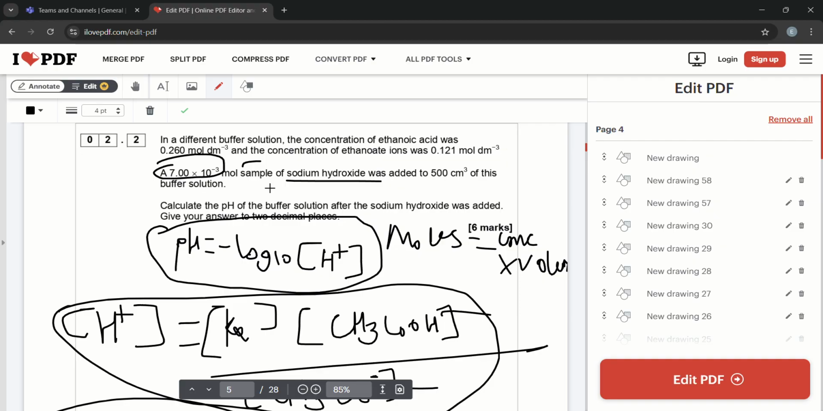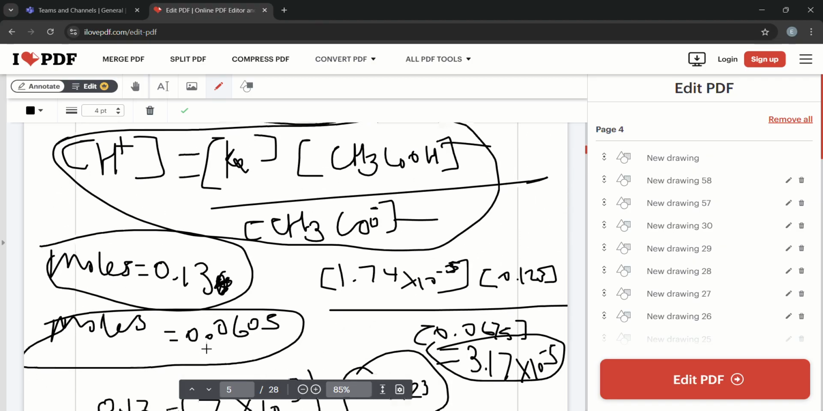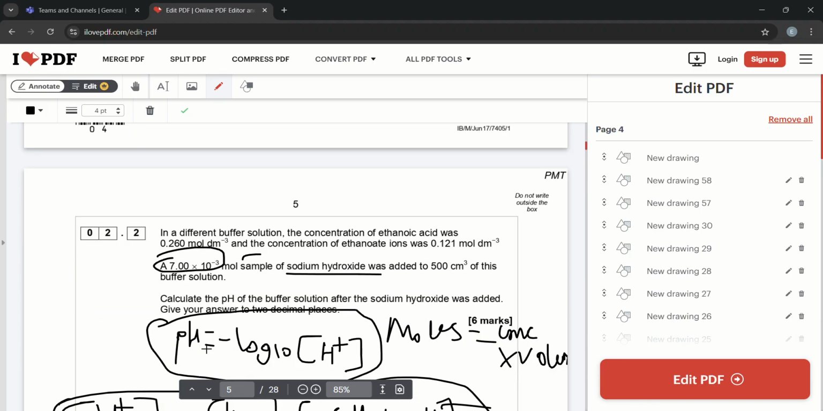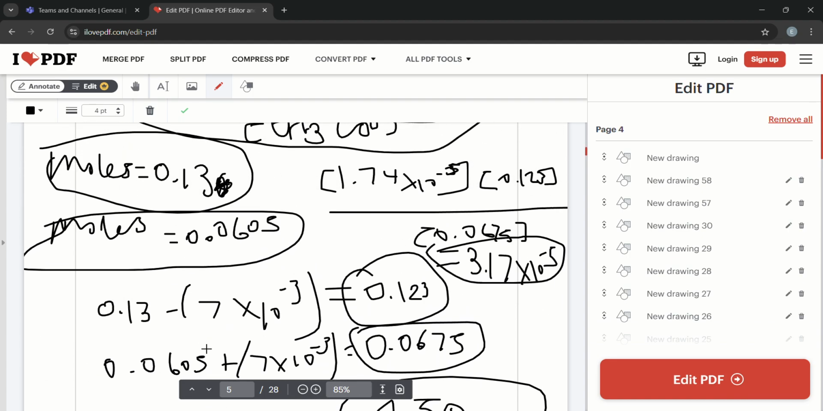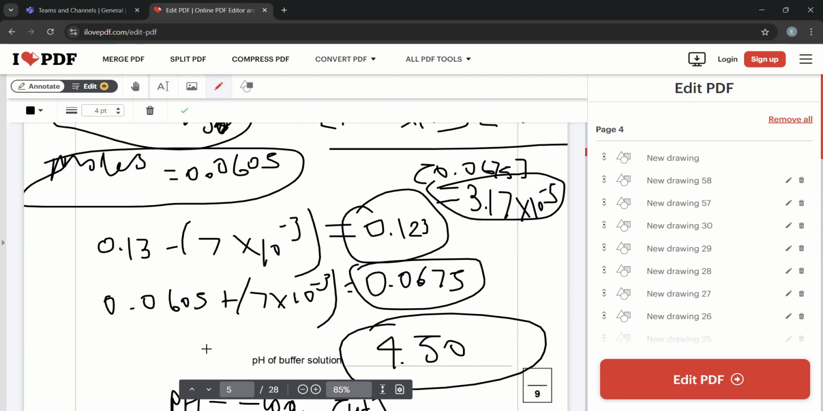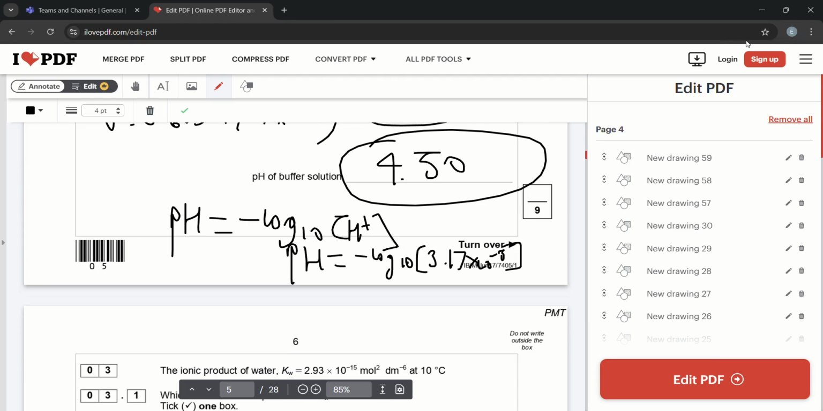And then 2.2: find out the moles of ethanoic acid, find out the moles of sodium ethanoate, subtract from the acid the 7.00 times 10 to the power minus 3 mole sample of sodium hydroxide, and add to the ethanoate as well. Then use those values to find the concentration of the H plus ions, and then use the equation pH equals minus log 10 H plus to calculate the pH of the buffer solution, and give the answer to 2 decimal places. End of question 2.